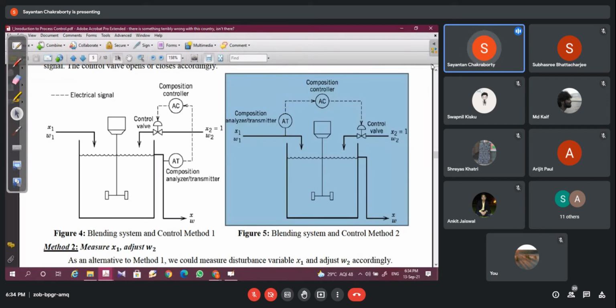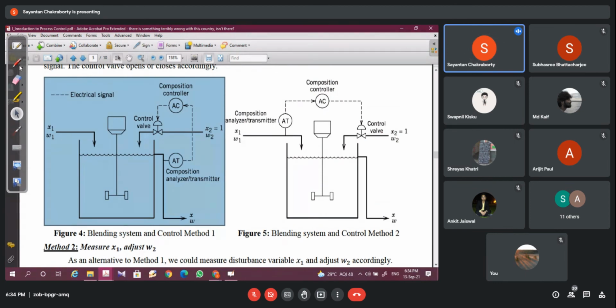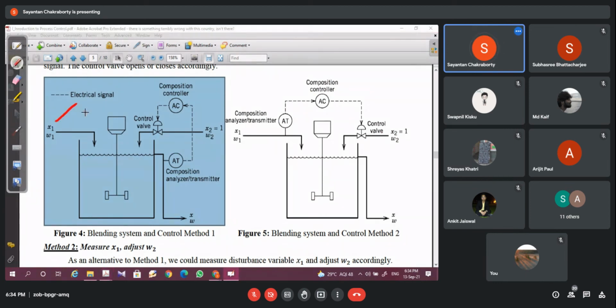See, in the first case, the main disadvantage is that as soon as this x1 varies, x will vary, and only then will this W2 be changed and it will come back to its previous value. So there will be a certain deviation of x from the desired value. You cannot avoid that.